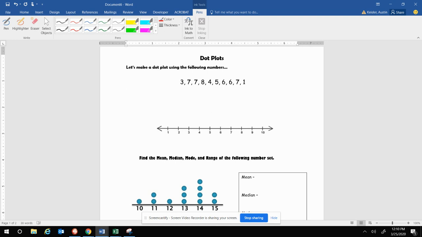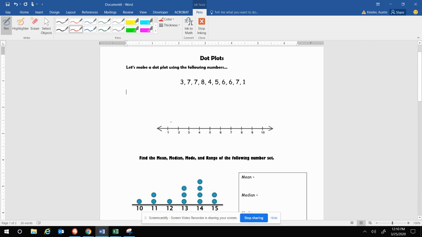The very first one, we're just going to make a dot plot. A dot plot is really easy because it's almost the exact same as a bar graph. We just use dots instead of a bar. So if I look at this set of numbers right here, I am going to put them on this number line right down here with dots.